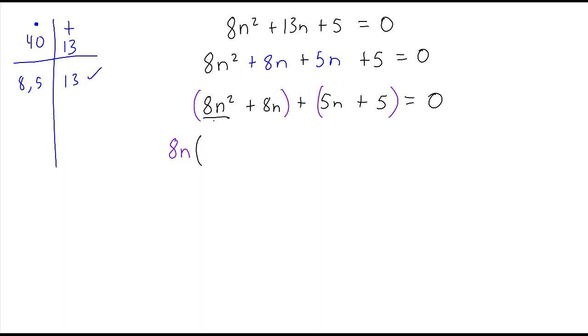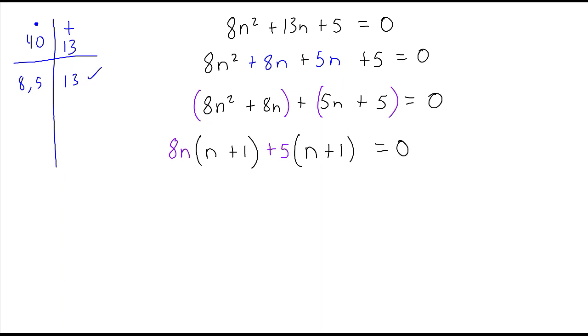If I divide this by 8n, the 8s would cancel, and n squared over n, one of those n's on top will cancel with the n on the bottom and leave me with just n. And then if I divide this one by 8n, 8n divided by 8n, anything divided by itself is 1. Now 5 plus 5n. They both have a 5 in common, right? So I can factor out a 5. If I factor out a 5, that would leave me with n plus 1.